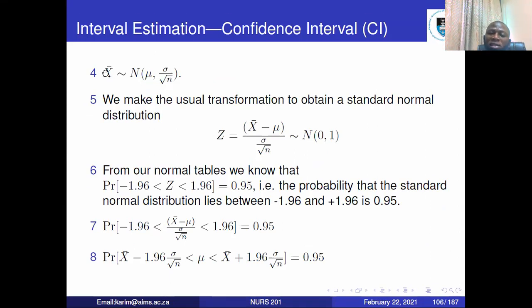So what that means is that we are going to have the X-bar, which is the mean. Remember the previous one was just X, so we took X minus the mean. This time we are taking the mean of the sample minus the population mean, and dividing that by the standard deviation from the population divided by the square root of n.